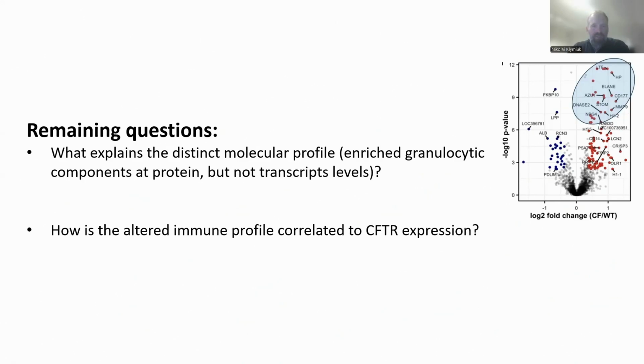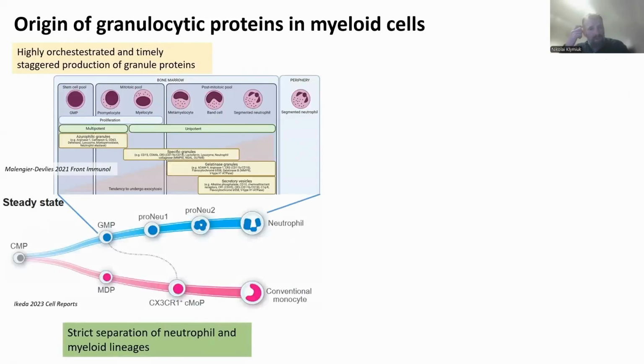First, what explains the distinct molecular profile in transcriptomic and protein levels, namely the enriched granulocytic proteins? And what is the correlation of these findings to CFTR expression? For the molecular profile, it is quite evident that myeloid and neutrophil lineages are relatively strictly separated, and that granulocytic proteins are produced in a highly orchestrated and timely staggered manner.